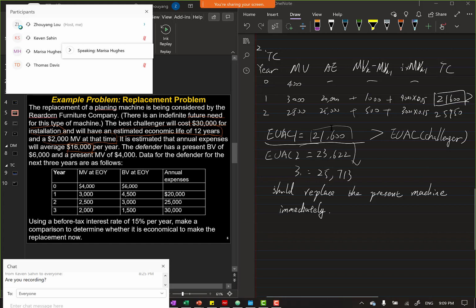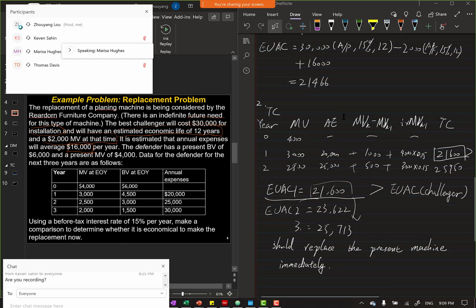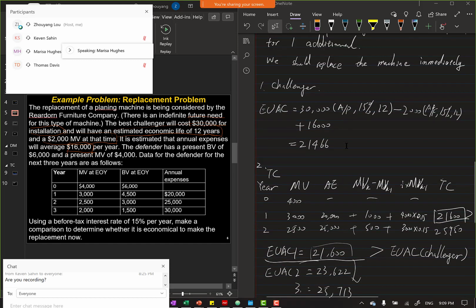I have a quick question. Sure. How did you know that the EUAC that we calculated for the challenger was the minimum one? Because we just calculated after 12 years. Oh, since here we are given that the economic life of this challenger is already 12 years, we can just directly use that. In the previous problem, we didn't know, so we had to calculate year by year, just like trial and error. Okay. Yes. Thank you. No problem. That's a good question.